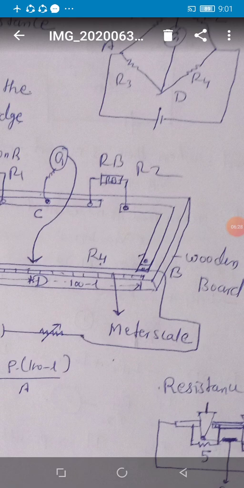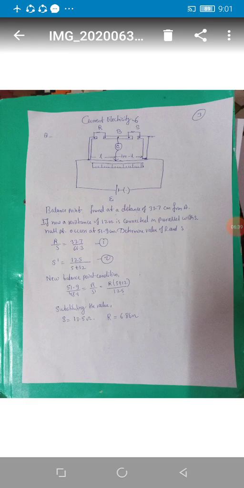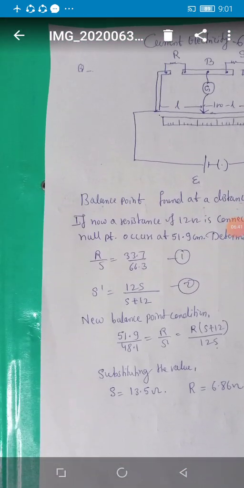So when the bridge is balanced, student, again the same principle: R1 by R2 equals R3 by R4. R3 by R4 I have already calculated. So ultimately, student, I will get the formula.